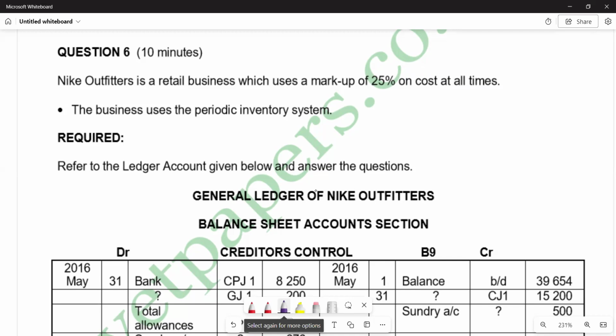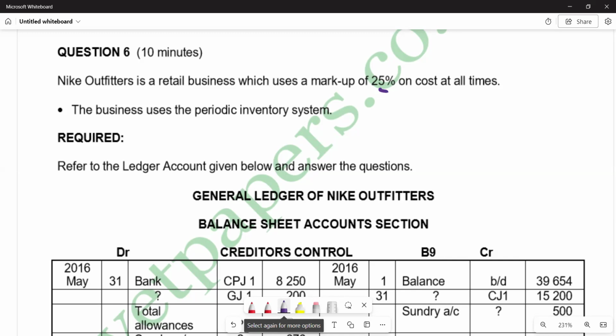Our question reads, Nike Outfitters is a retail business which uses a markup of 25% on costs at all times. The business uses the periodic inventory system, and all the required parts are referred to the ledger account given below and answer the questions. So we're given the general ledger of Nike Outfitters, whereby we're given the balance sheet account section. So this is what we have.